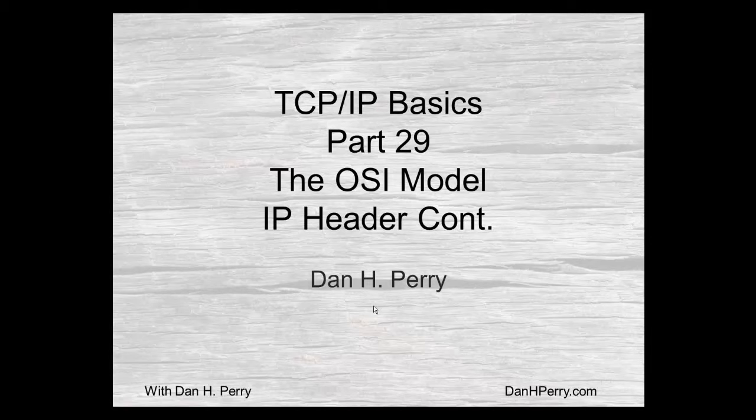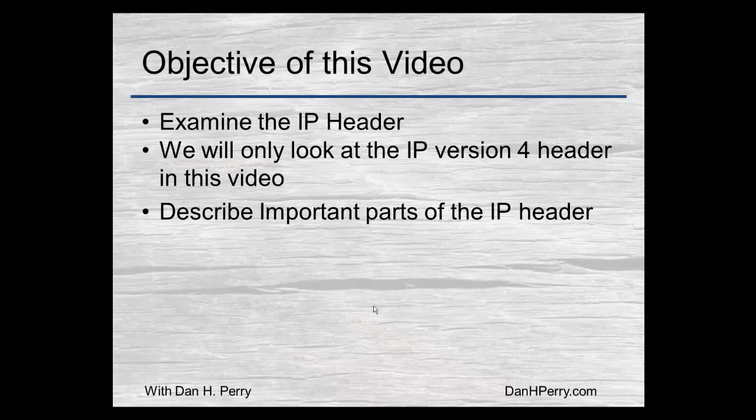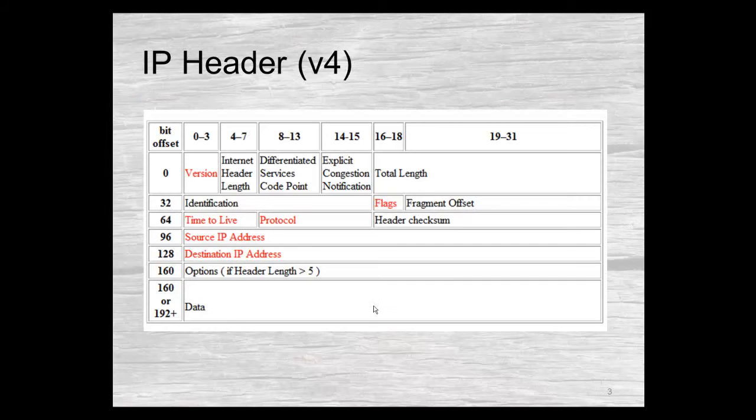We're continuing with the OSI model, and this is our second part on the IP header. Again, we're examining the IP header, and again, only version 4 of the TCP/IP header. Here are all the fields, and what we're going to be starting with today is the identification field. We'll move our way through, specifically the most important areas, the time to live and the addresses.